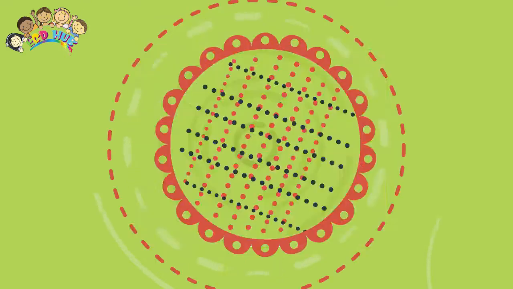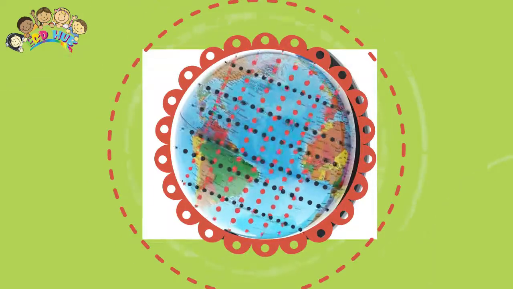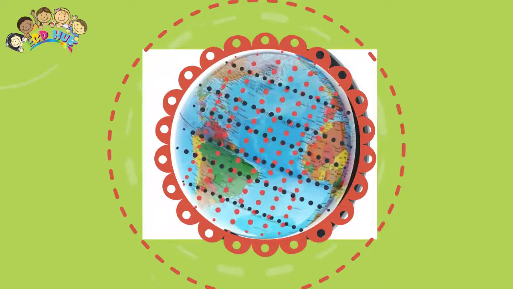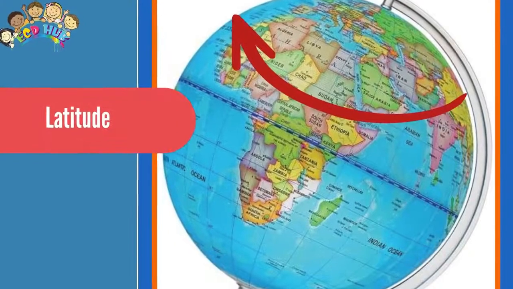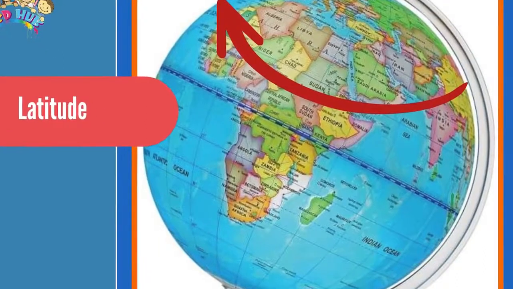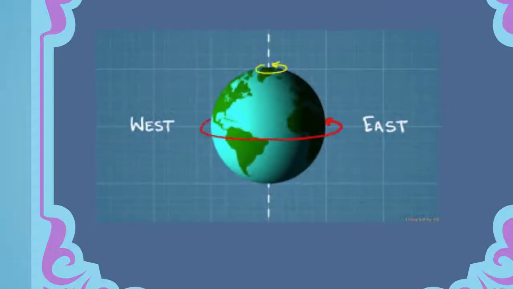on the globe. Latitude represents the coordinates going horizontally around the globe, whereas longitude represents the coordinates going vertically. So, pay attention, latitude's lines are the black ones and longitude lines are the red ones. Latitude is an invisible horizontal line that runs around the Earth from east to west. It begins at the equator where its coordinates are 0 degrees.